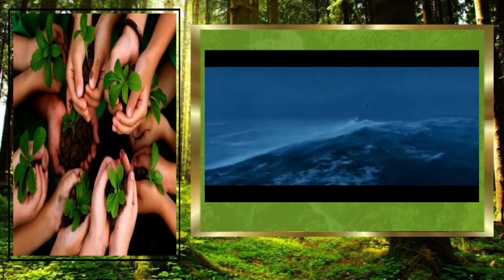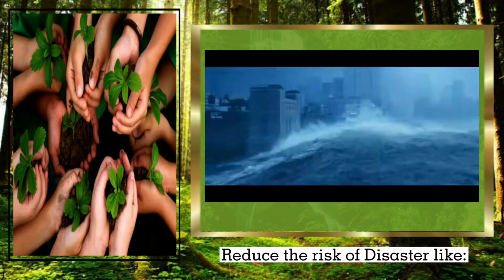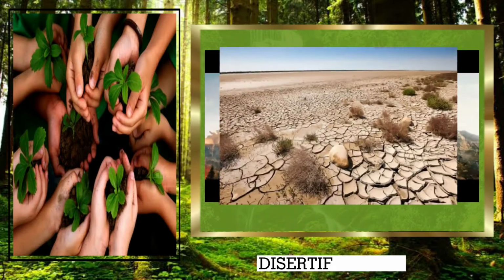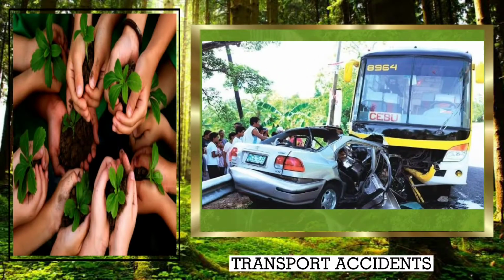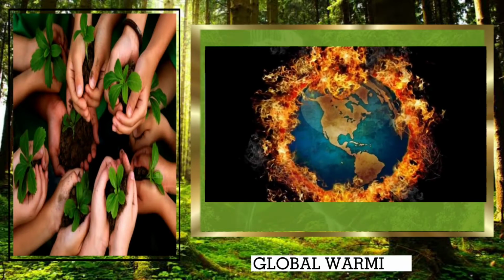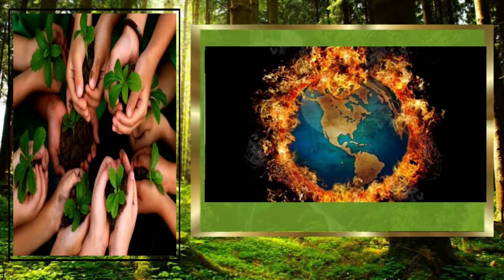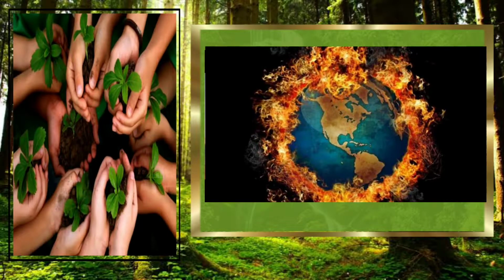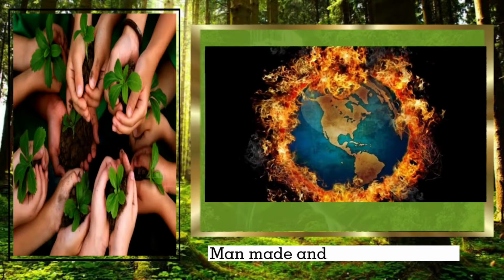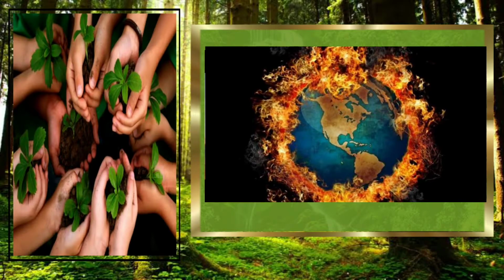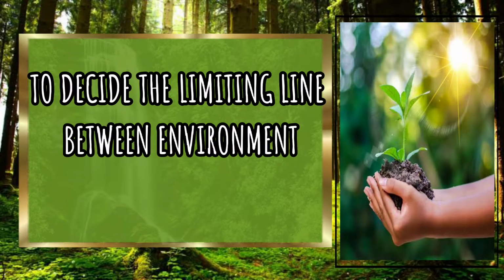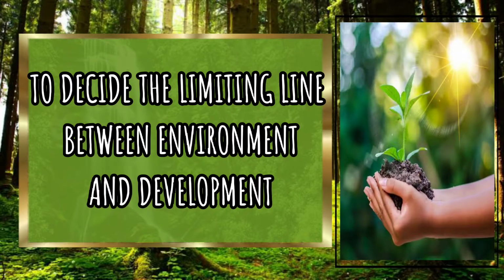So next is to reduce disaster. Environmental management reduces the risk of disasters like flooding, forest fire, earthquakes, desertification, transport accidents, global warming, and etc. So we need to explore the link between the environmental system and the disaster, and also the synergies between man-made and natural disaster.